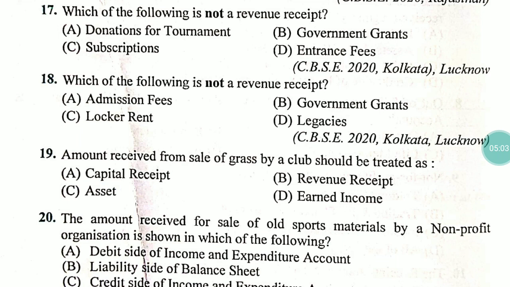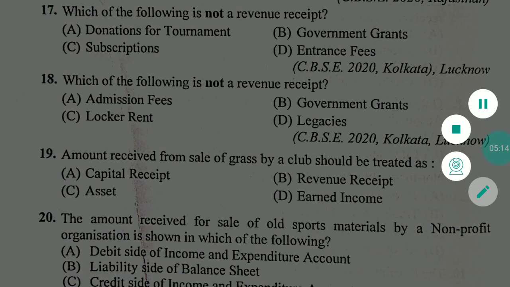Which of the following is not a revenue receipt? The options are admission fees, government grant, local rent, and legacy. So option number D is the right answer.